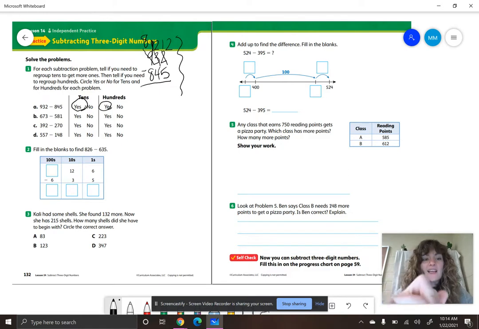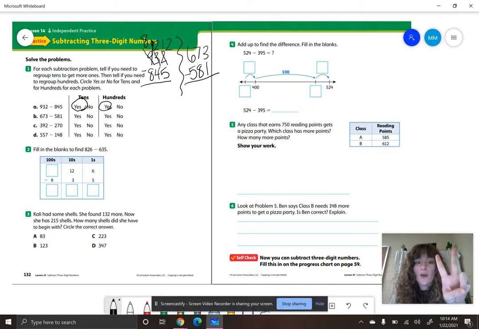All right, let's look at 673 minus 581. So starting in the ones place, look at 673. When we take away from the ones place, I have 3 ones. Can I take away 1 one? Yes. Did I need to regroup in the tens? No.